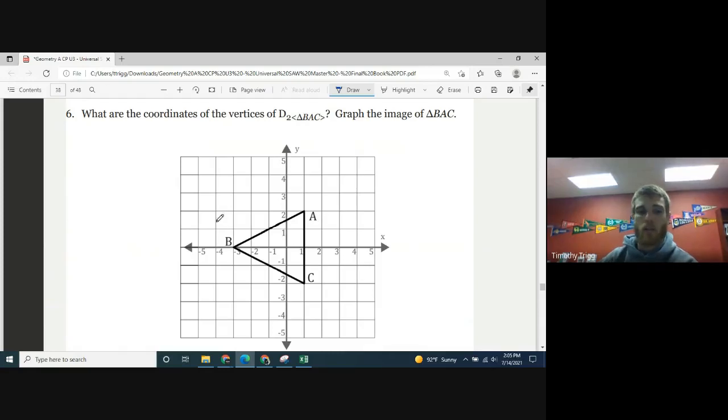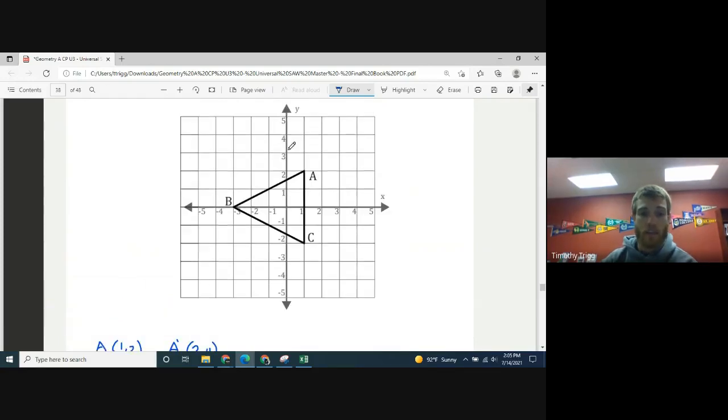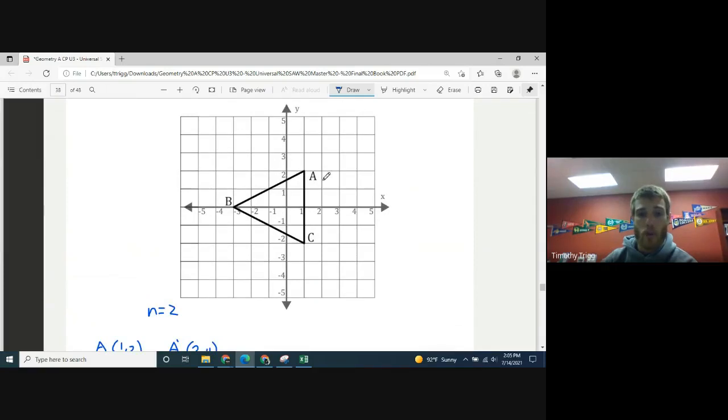So if we look at the coordinates for A, it's currently at 1, 2. So A prime, since our scale factor is 2, we're going to multiply each coordinate by 2. So that's going to be 2, 4. And multiply each of these by the scale factor. In this case, my scale factor is 2. So that means A prime will be at 2, 4. That's A prime.